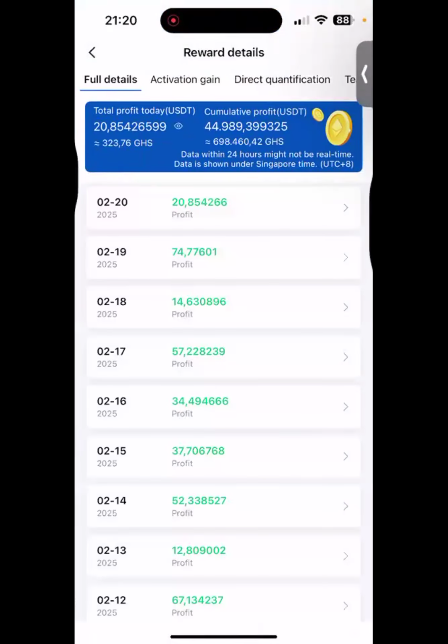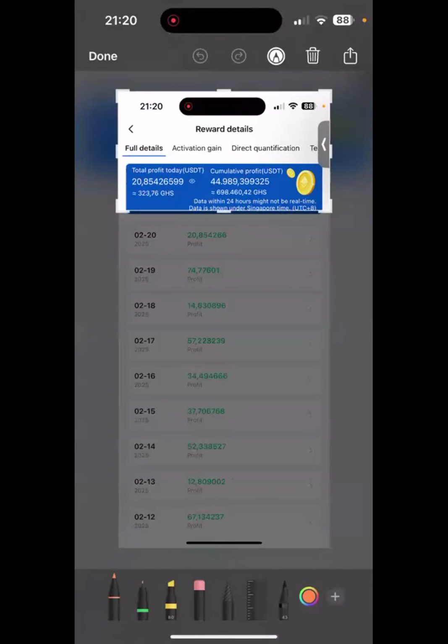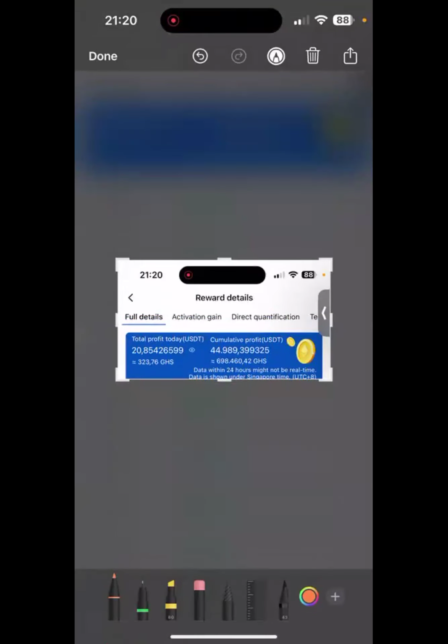Don't joke. If we go to the total, 44,989 USDT in Ghana cedis is 698,460 Ghana cedis. It is real. Even my own is small, so I don't really make noise about it. I only tell the small circle I have, because I have a downline that has made 4 times what I have made. I have another team member that has made 2 times what I've made, and another one 3 times what I've made, even though I brought them into the business.